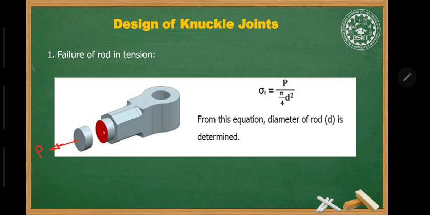So we have to calculate this red portion, that is the section. As it is a circular part, this is nothing but the diameter of the rod. As it is a circular section, the resisting area will be pi by 4 d square. So the tensile stress is calculated like sigma T is equal to force upon area, that is P upon pi by 4 d square. From this equation, the diameter of the rod d is determined.